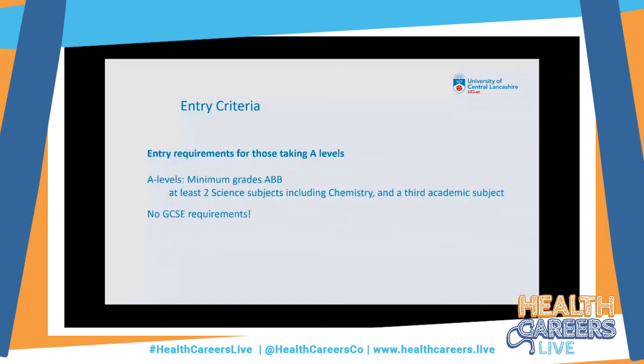I will add as well that if you are coming onto the physician associate course from a foundation year, then the normal entry criteria will be 65% overall on the foundation year, with 70% in specific modules. So if you are really keen on becoming a physician associate, but you don't have the right A-levels or you don't have the right A-level grades, you can study our medical science foundation year, and that will give you the academic criteria to train as a physician associate.